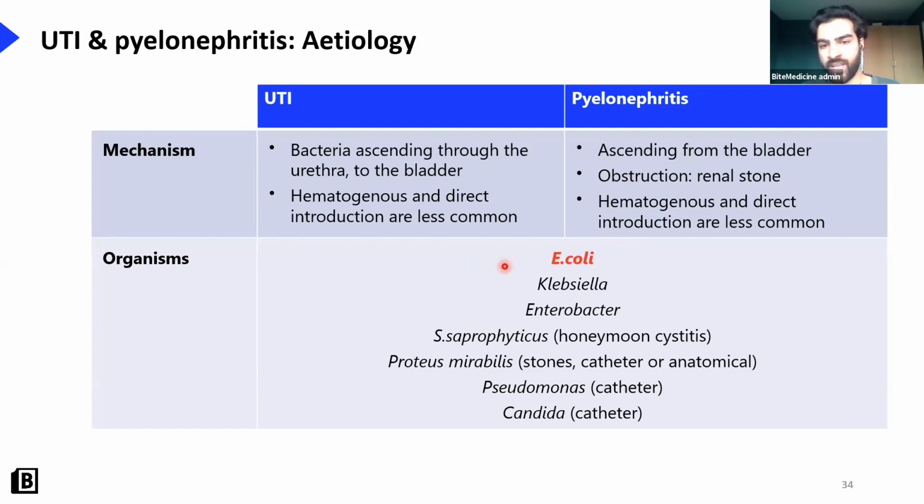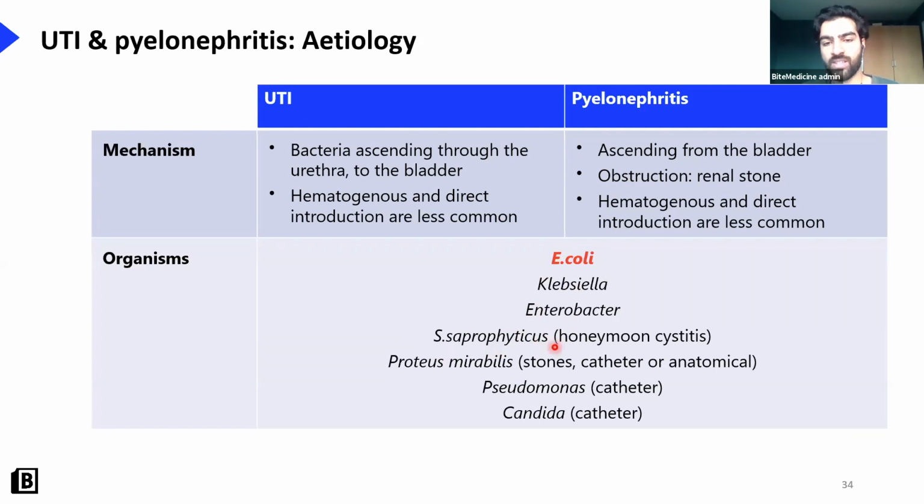Organisms: E. coli is by far the most common, and that's because E. coli has these little proteins on its outside that can attach to the epithelium lining the urinary tract and anchor itself into that epithelium, and then that will of course cause infection. Klebsiella, Enterobacter. This is a common exam one, important for you to know.